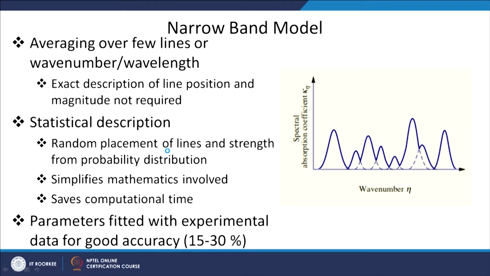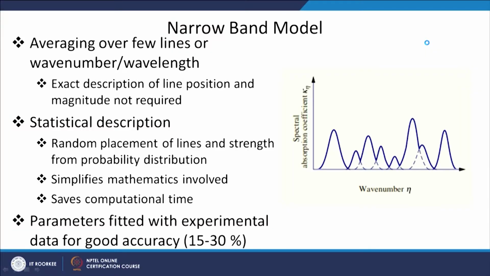We have taken a few lines as is shown here. These lines will have different magnitudes, and these lines will have overlap, as is clearly observed here. So, lines have different strength, lines have different overlap, and we are taking an average over this small wavelength range where we have only a few lines.